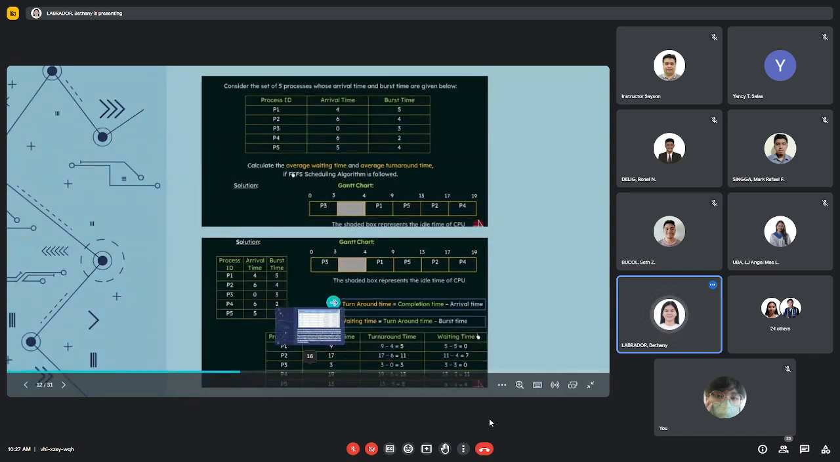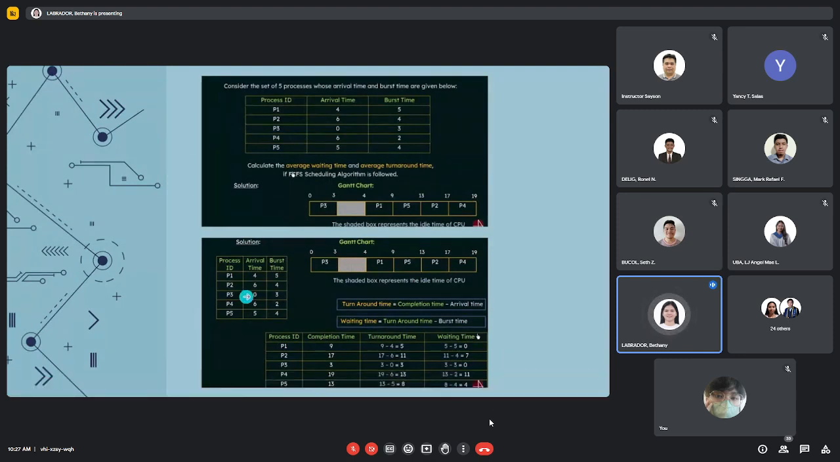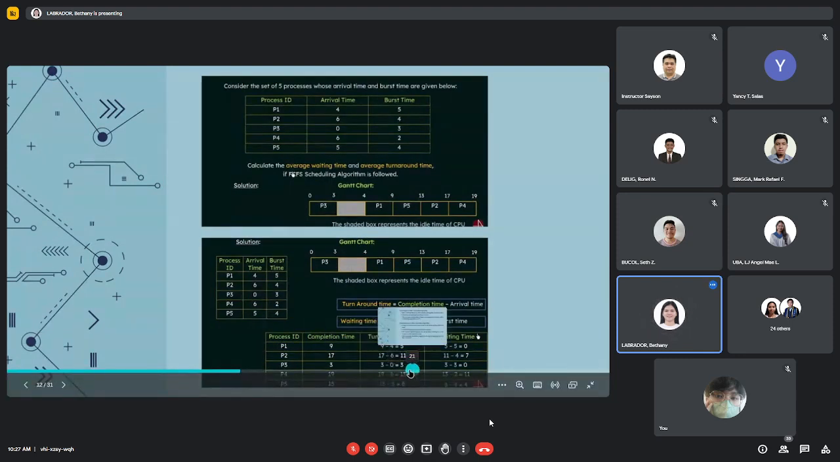Then next is P2. The completion time of P2 is 17, and the arrival time of P2 is 6. So 17 minus 6 equals 11. The next is P3. The completion time is 3, minus its arrival time. The arrival time of P3 is 0. So 3 minus 0 is 3.